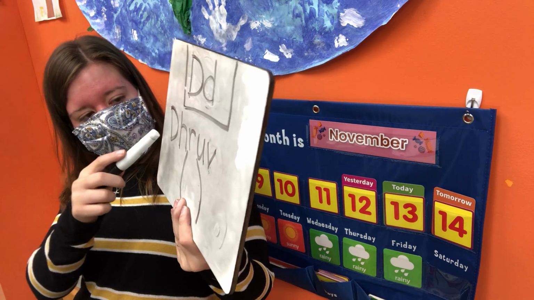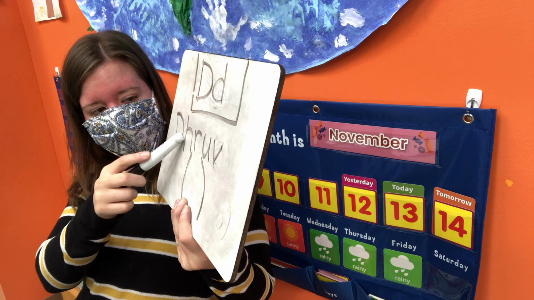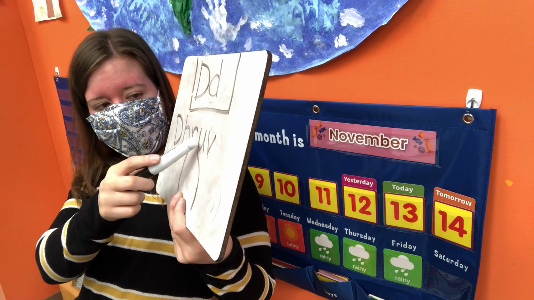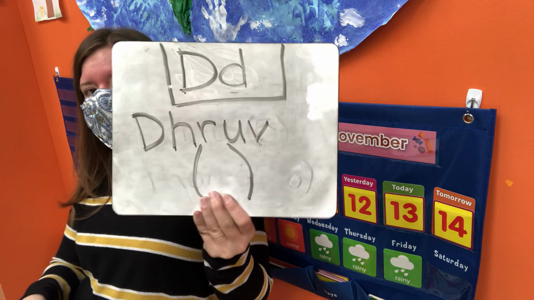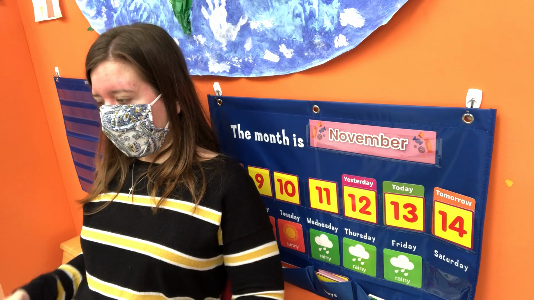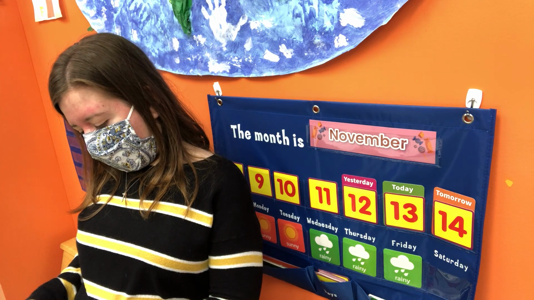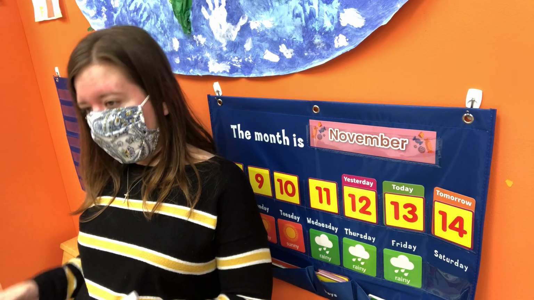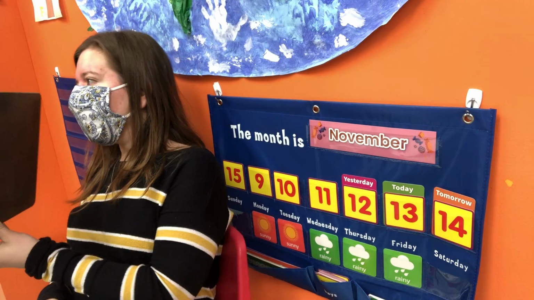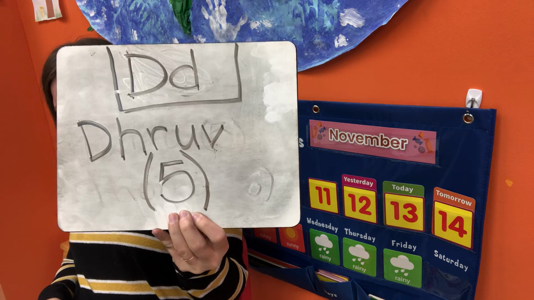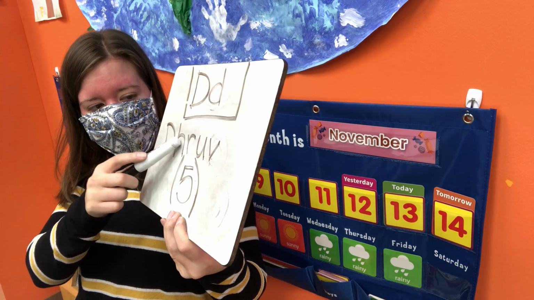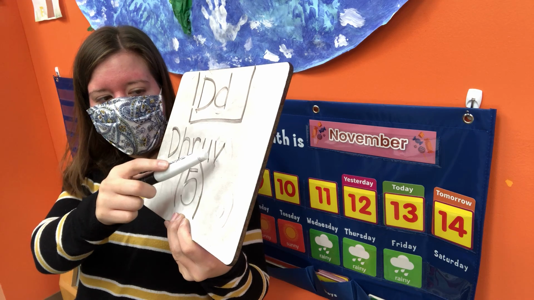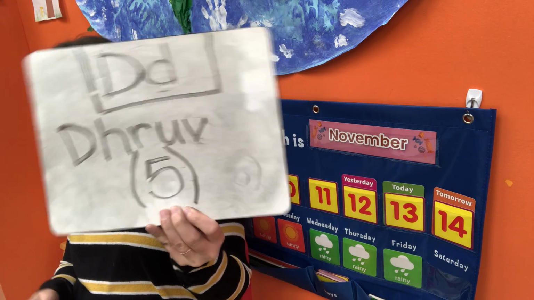Okay, let's count. 1, 2, 3, 4, and 5. So is this the number 5? Is this my 5? Yes. 1, 2, 3, 4, and 5. So this is my number 5. Okay, let's see my next letter.